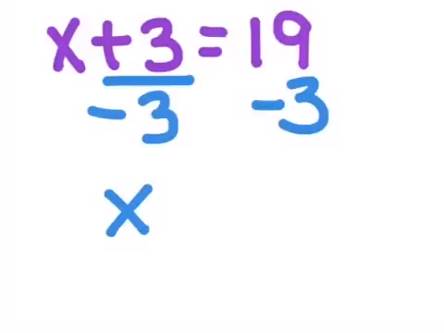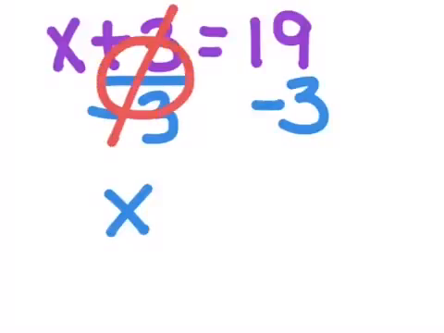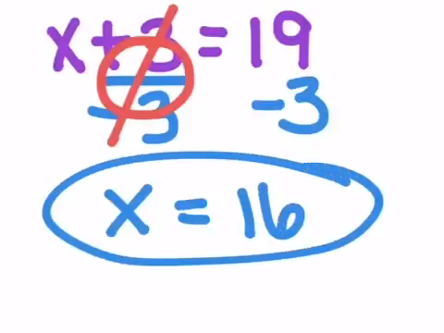So that gives me x, and then positive 3 and negative 3 gives me 0. Then I have my equal sign that I bring down. And 19 minus 3 gives me 16. 16 is the solution to this equation, and I showed the algebraic way of solving it.